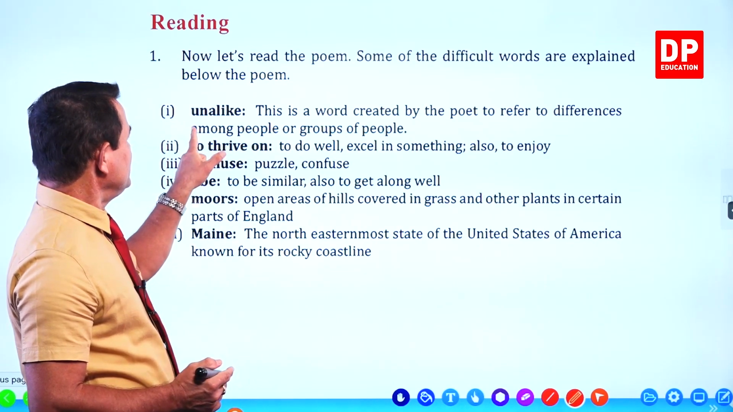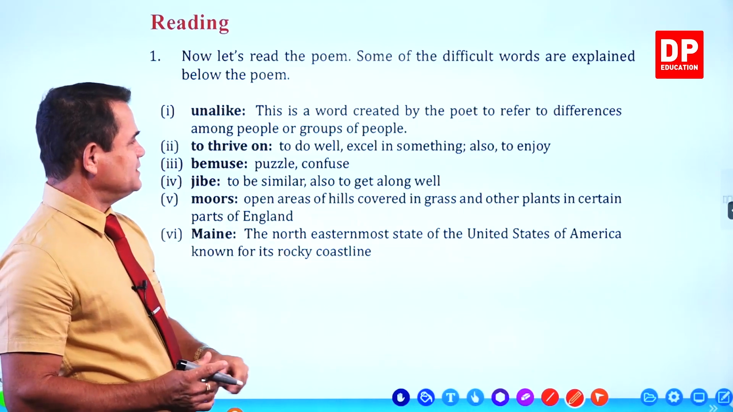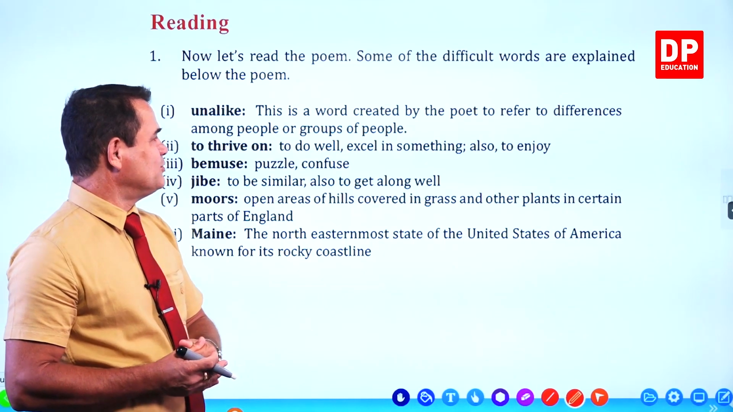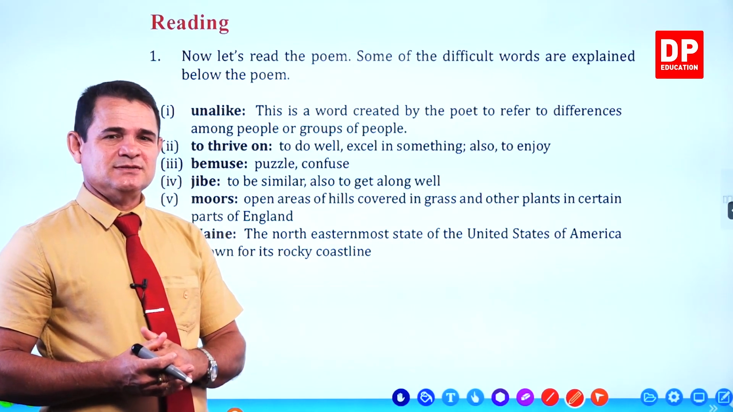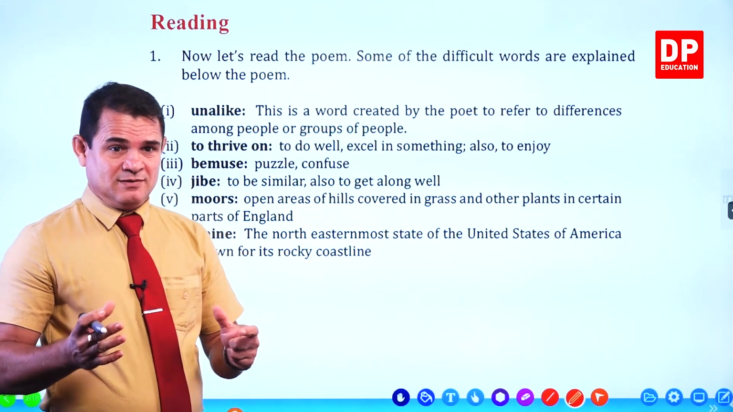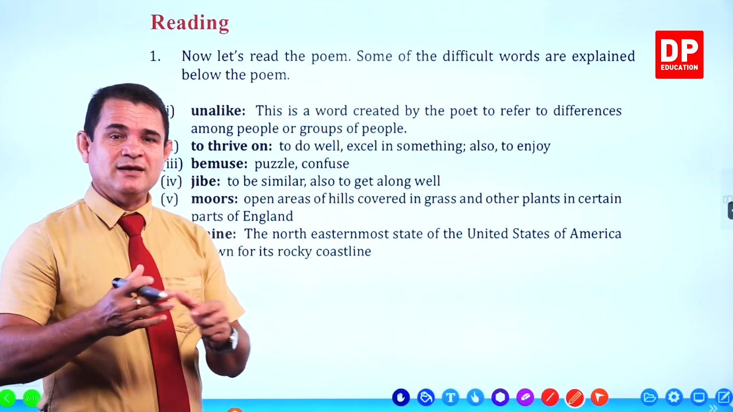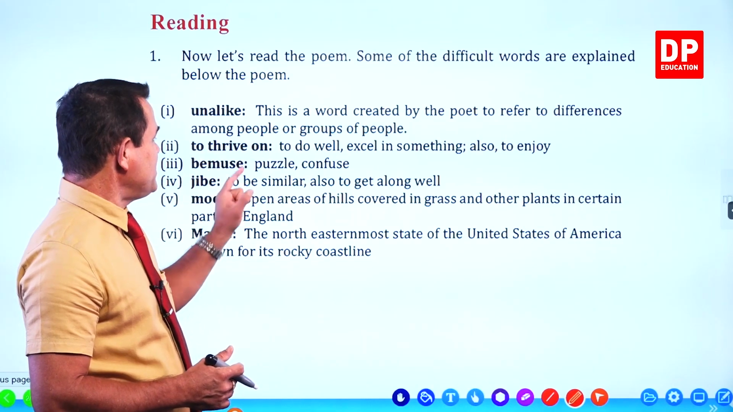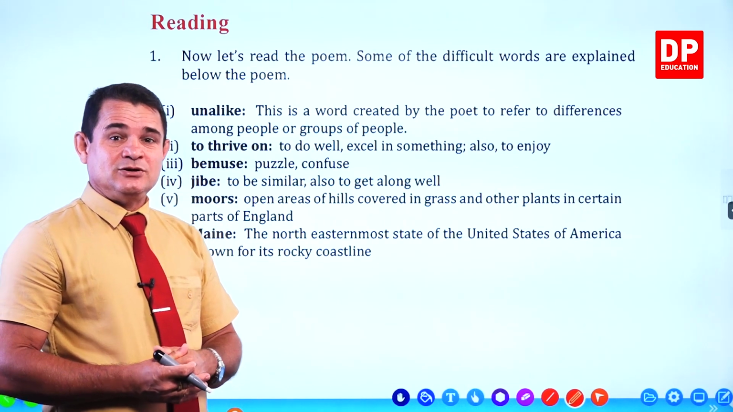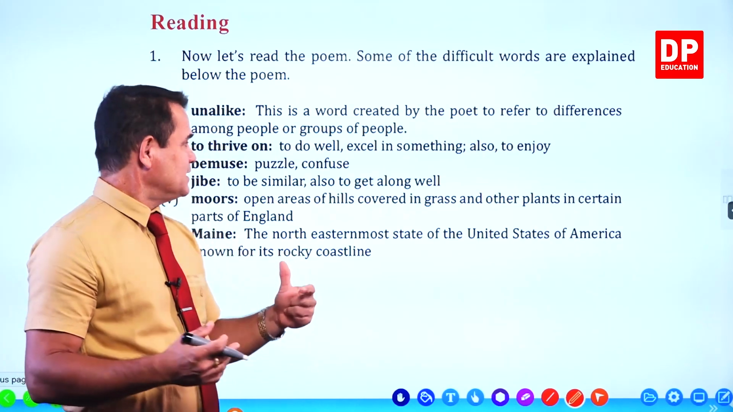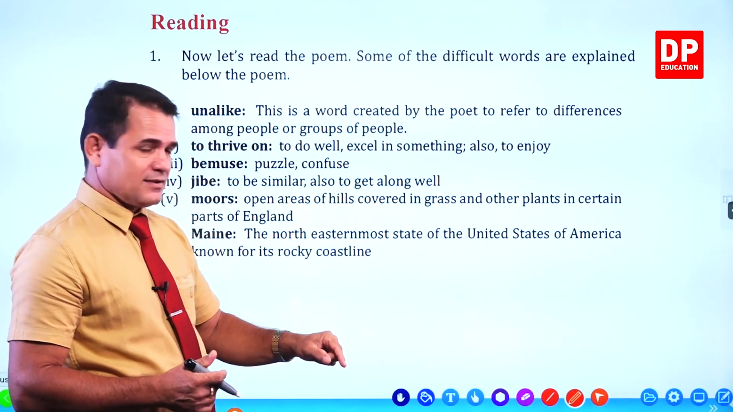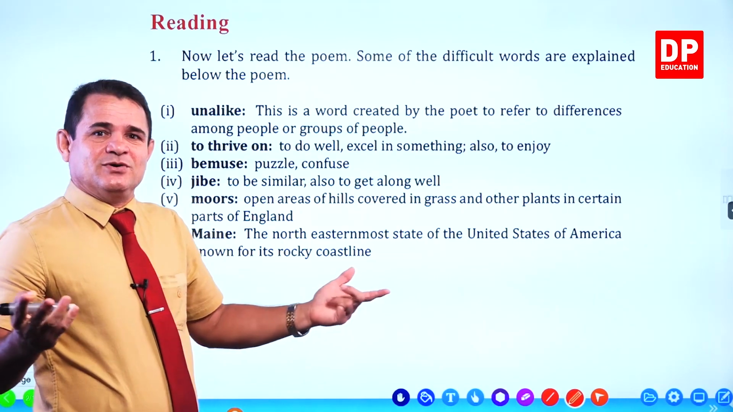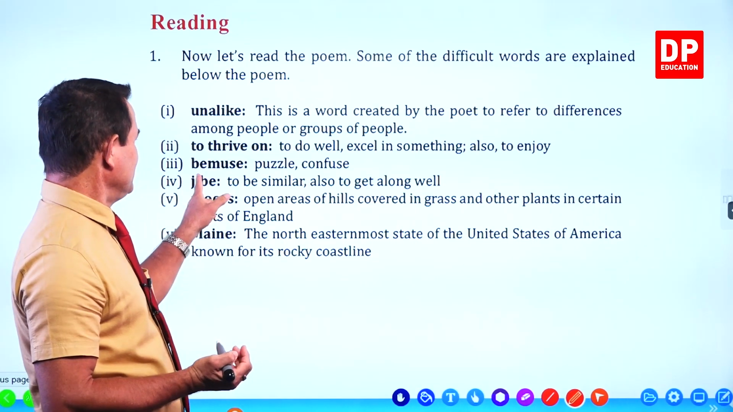Okay, before that, the word unlike, that means this is a word created by the poet to refer to differences among people or groups of people. Unlike. Next one, to thrive on, to do well. To thrive on means to do well, that means excel in something. Also to enjoy.